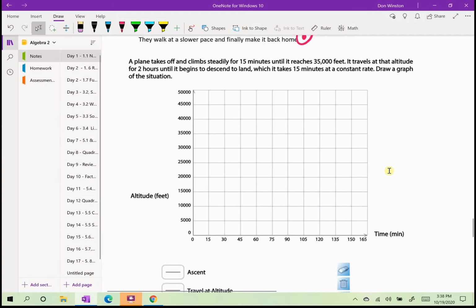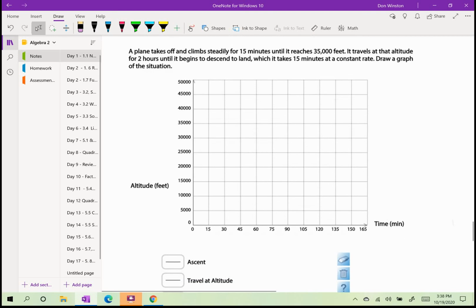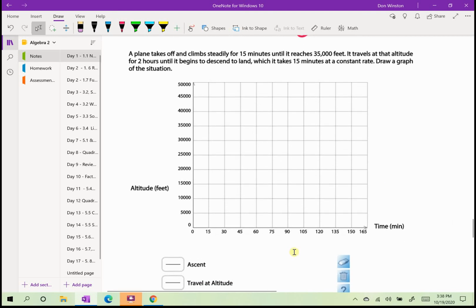A plane takes off and climbs steadily for 15 minutes until it reaches 35,000 feet. So what you would do is click that ascent, and then you would start at 0, click, and drag that line for 15 minutes to 35,000 feet, and it would create a line for you like that, a straight line.